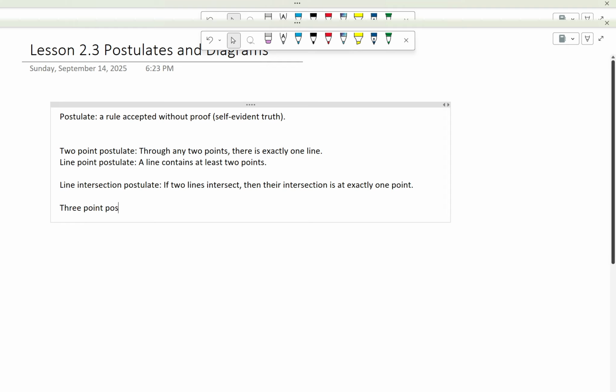For the three-point postulate, which states: through any three non-collinear points, there exists exactly one plane.